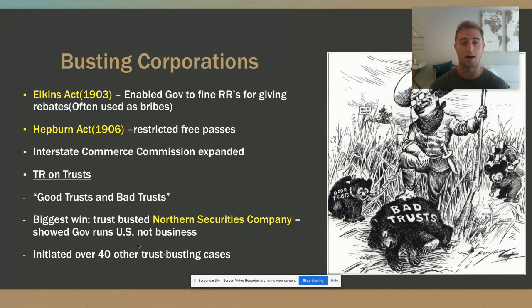He does bust one of J.P. Morgan's trusts, the Northern Securities Company, and because this is one of the first big busts of trust, this is kind of a landmark move because it shows that the government has the power to bust these big businesses, and it shows the American people that the government is willing to do this, and it shows the American people who's in charge. And so Teddy Roosevelt's going to bust 44 trusts in his time as president, which at the time was certainly the most ever. Of course, he's going to be more than doubled by Taft.